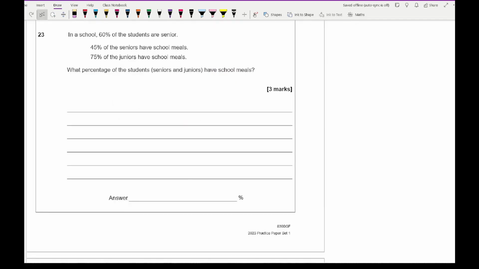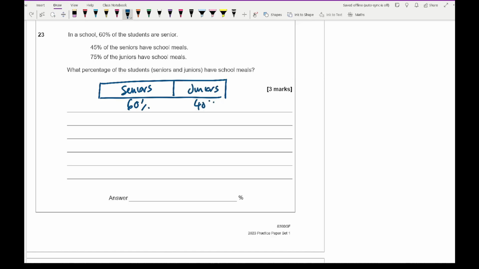So then moving on to question 23, it says in a school 60% of the students are senior, 45% of the seniors have school meals and 75% of the juniors have school meals. And the question is asking us to work out the percentage of students, seniors and juniors, who have school meals. Well, from this question we can see that if 60% are seniors, then that means in terms of the juniors there's going to be 40%.